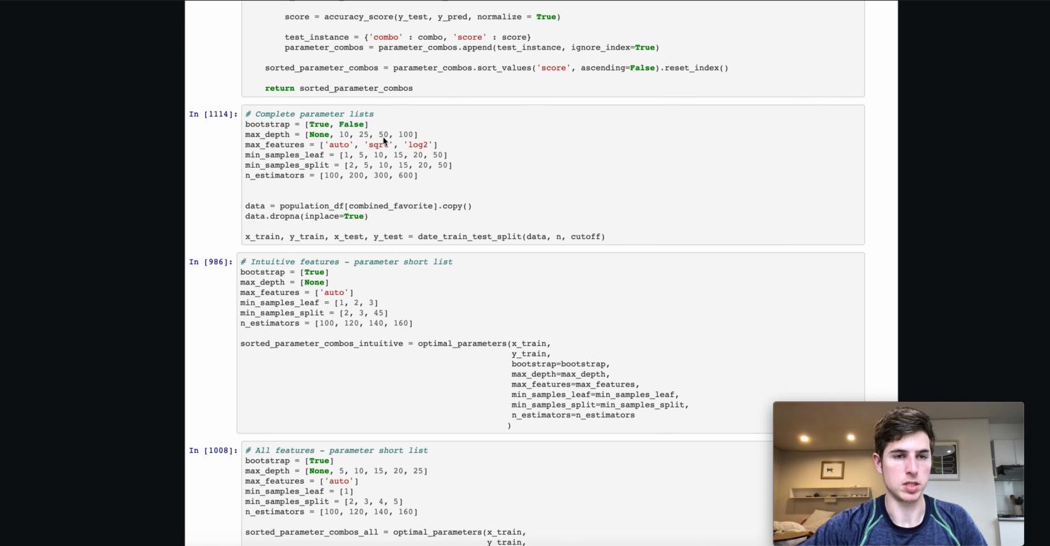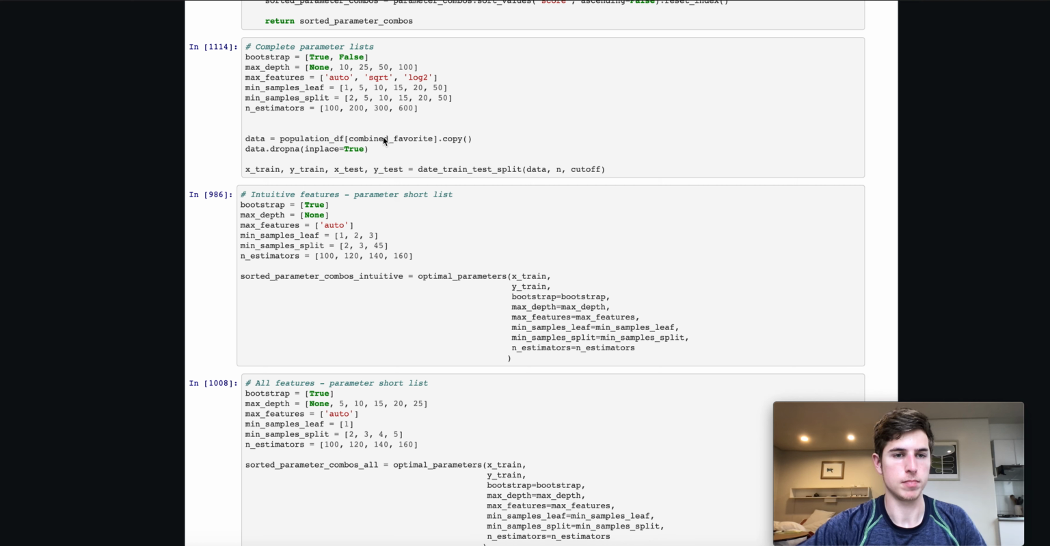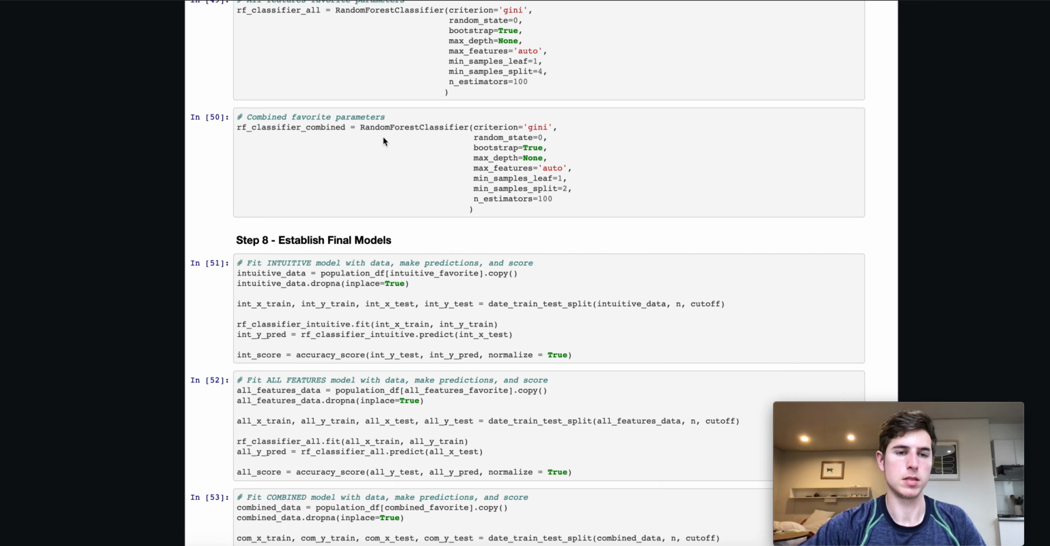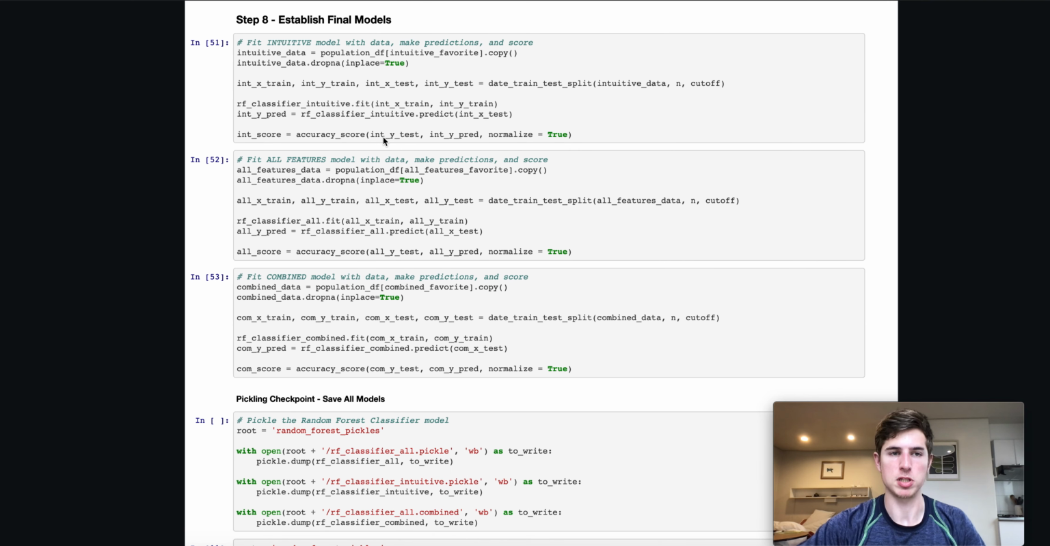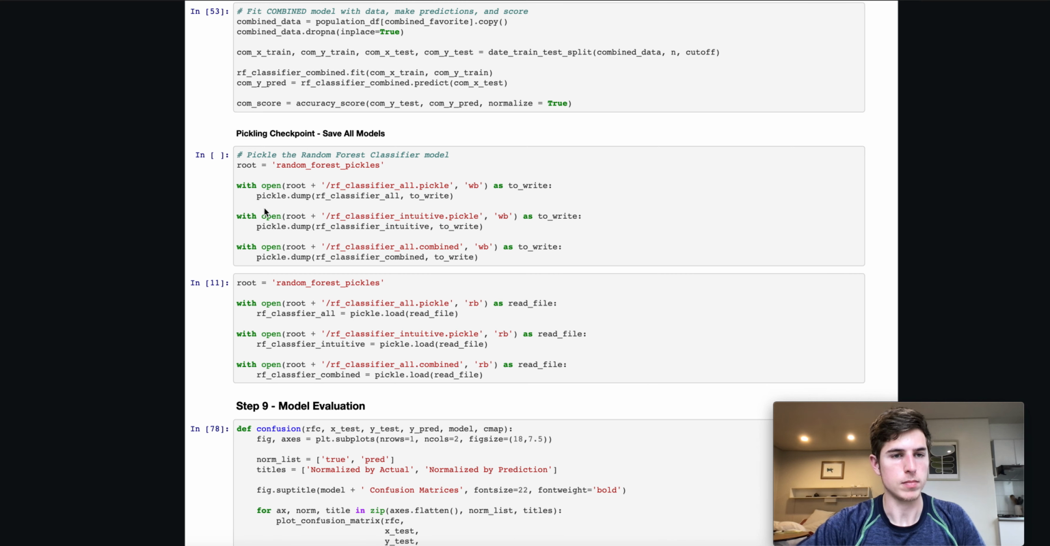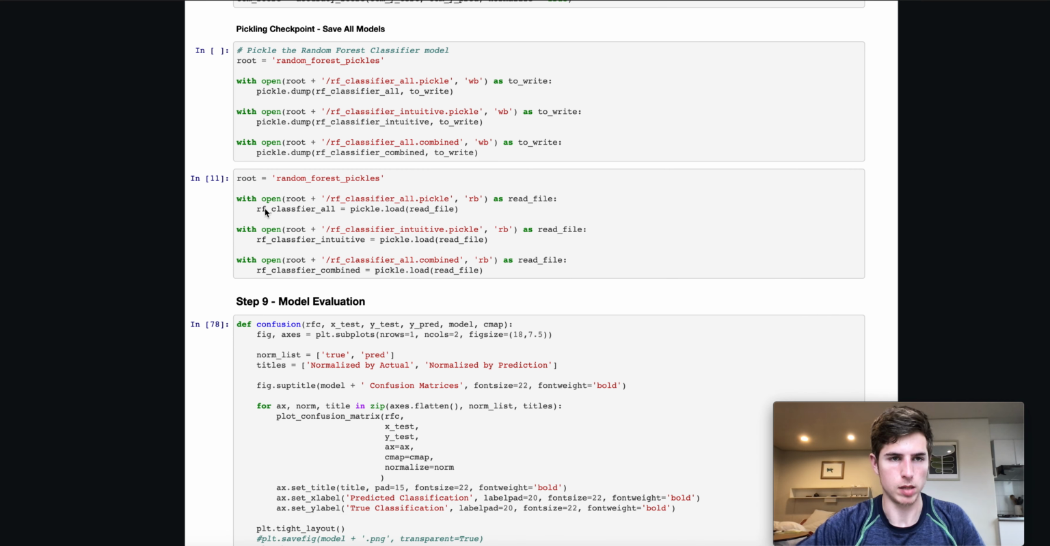And down here, you'll see these different parameter lists that were tested. And ultimately, I established final models with the intuitive information, the ones that I thought were good features, all features, and then the combined of my intuitive and all features favorites. Then from there, obviously need to save your things, pickle them.